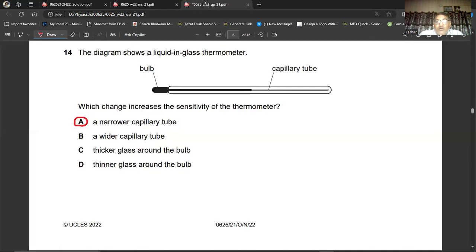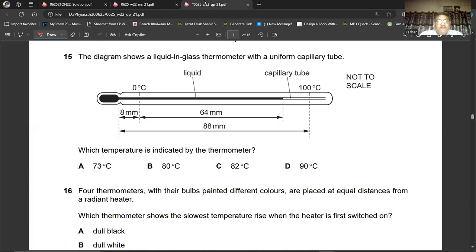That is true. Okay, question number 15. The diagram shows a liquid in glass thermometer with a uniform capillary tube. When the temperature is 0, this is your L naught, that means the length of the mercury when the temperature is 0. When the temperature is 100, this is L100. What does that mean? The length of the mercury column when the temperature is 100 degrees.